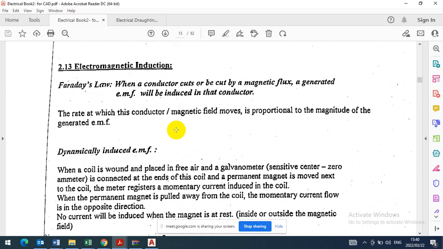Okay, then, I'm almost done. Faraday's law. Here's Faraday's law: when a conductor cuts or is cut by a magnetic flux, there is EMF generated. You know what is EMF? Electromotive force. This electromotive force is the voltage that a generator produces, because as long as the wire is being cut by the magnetic field, or a wire is cutting through the magnetic field.